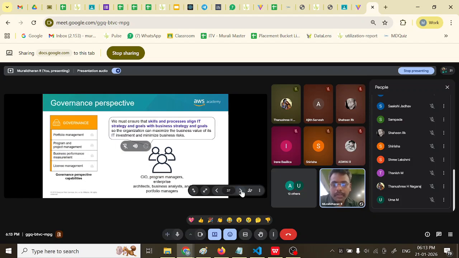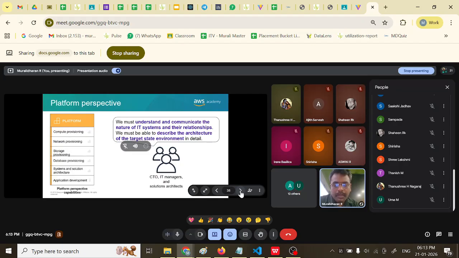Then we talk about governance, mainly portfolio management, program and project management, business performance, and license management as well. Next, platform: compute provisioning, network provisioning, storage provisioning, and database provisioning. That is what platform we are going to use, and that is called the platform perspective.